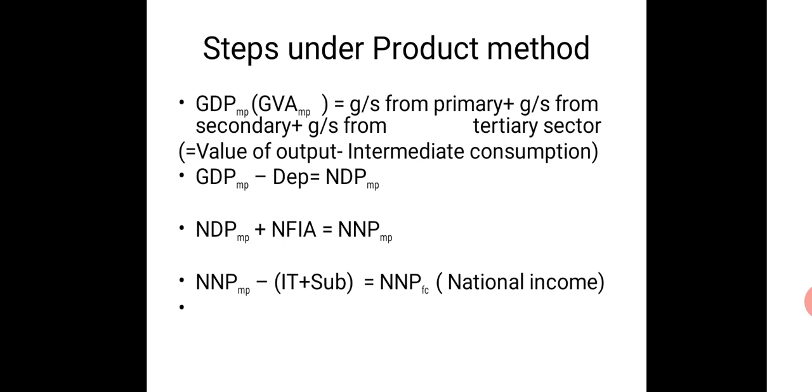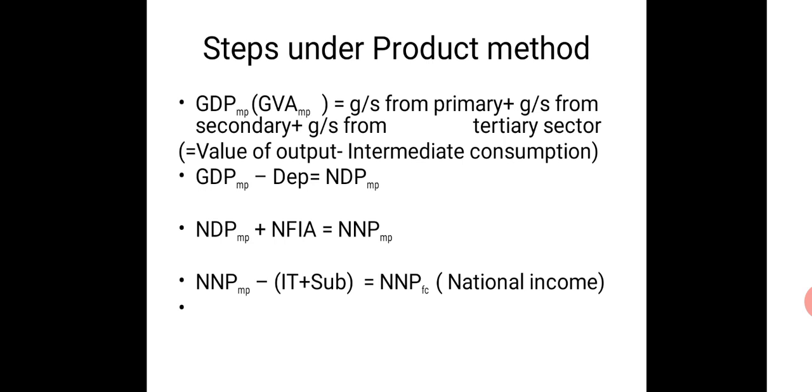Once you get GDP-MP, the rest is the same. We deduct depreciation to get NDP-MP. Now that we have NDP-MP, we need to convert domestic into national. We have to add net factor income from abroad. Now we have NNP-MP. We know that national income is NNP-FC, so we need to convert MP to FC, which we will do by minus NIT, that is indirect tax minus subsidy. Like that we will get national income under product method.